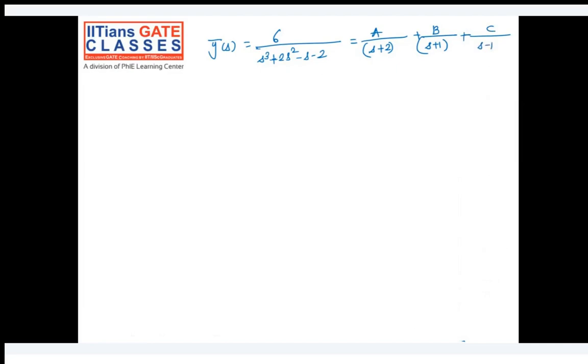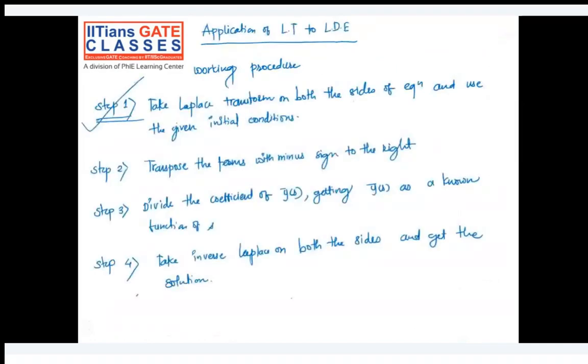So that is our second step now: take the terms with a minus sign on the right hand side, and divide by the coefficient of y bar of s to get it. Should it be written as bs plus c, sir? Okay, what you are saying?